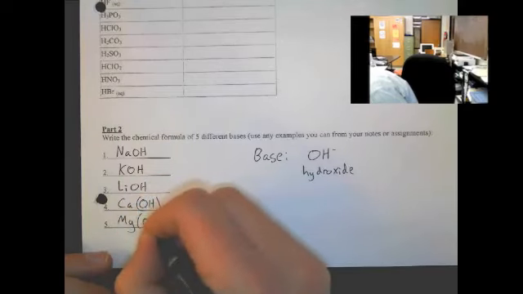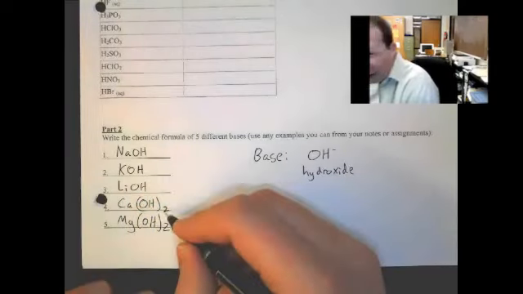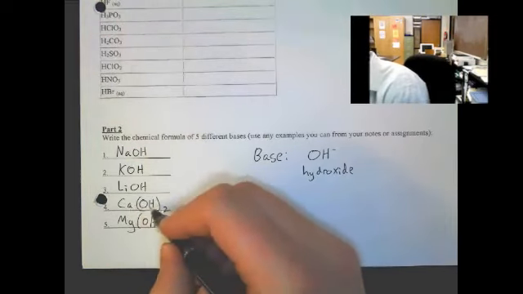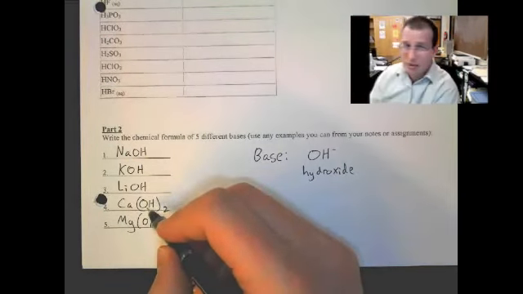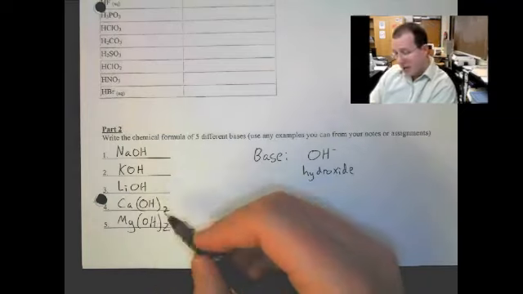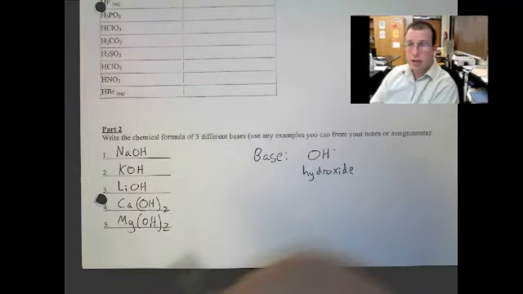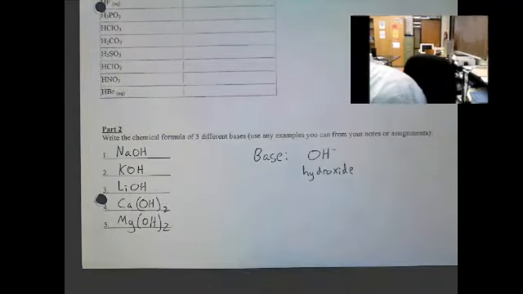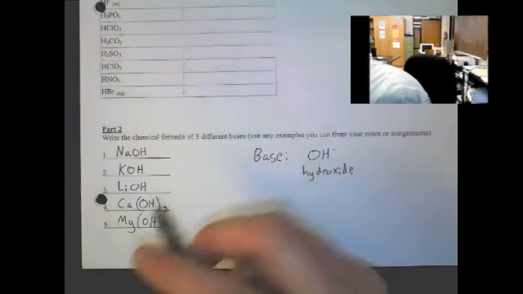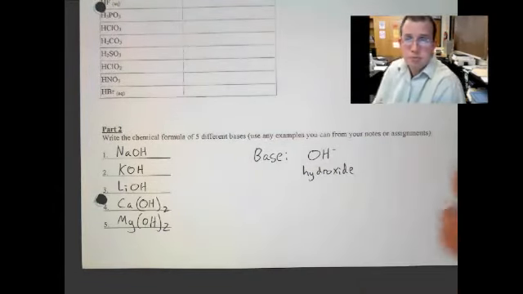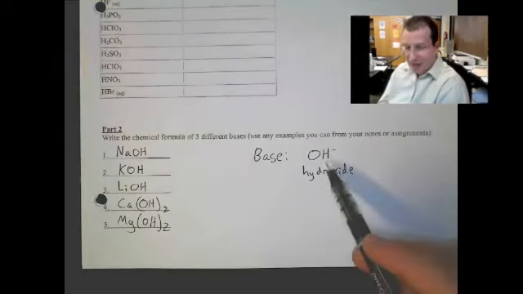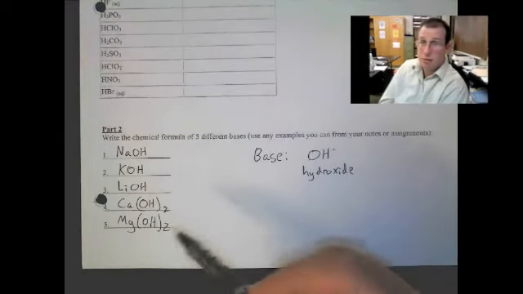magnesium hydroxide. Again, I'm putting this 2 out here just so you know, because calcium is a +2 ion. Hydroxide is a polyatomic ion with a -1 charge. So we need to have a 2 there to cancel out the charges to make it a neutral compound. So those are bases. That's how we see what a base is. Hydroxide, it's in all of them. Usually it's going to be written last.